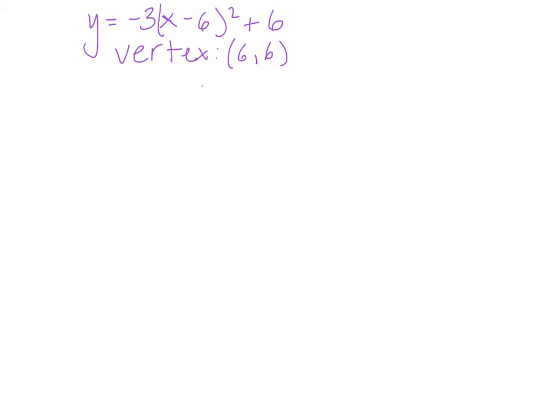Let's say we've got y equals negative 3 times x minus 6 squared plus 6. So first thing, vertex. Vertex is 6, comma 6. Hopefully you see we took the opposite of what's in parentheses and then what's outside the parentheses. All right, so here's our little table. That 6, 6 is going to go right in the middle.